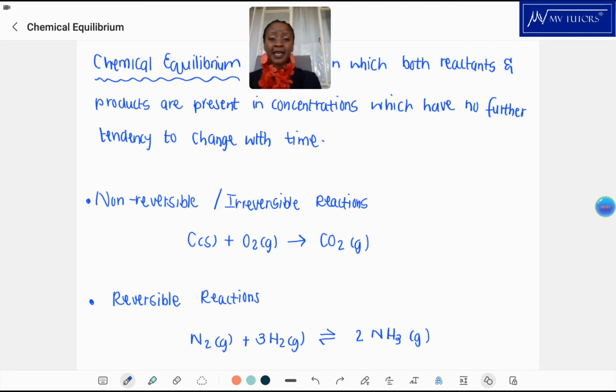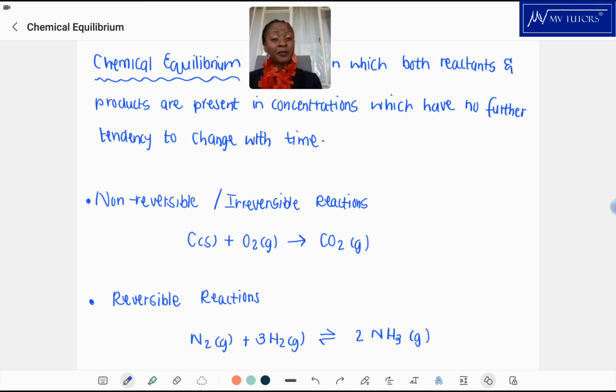An example that I've shown here is carbon. I've illustrated here when you have solid carbon, the oxygen gas, when it reacts with the carbon, it sort of eats away the carbon. Then what forms is carbon dioxide gas. So once you have carbon dioxide gas, you can't go back and say, I want that solid carbon as well as the oxygen gas. It just won't happen. So that is an irreversible reaction.